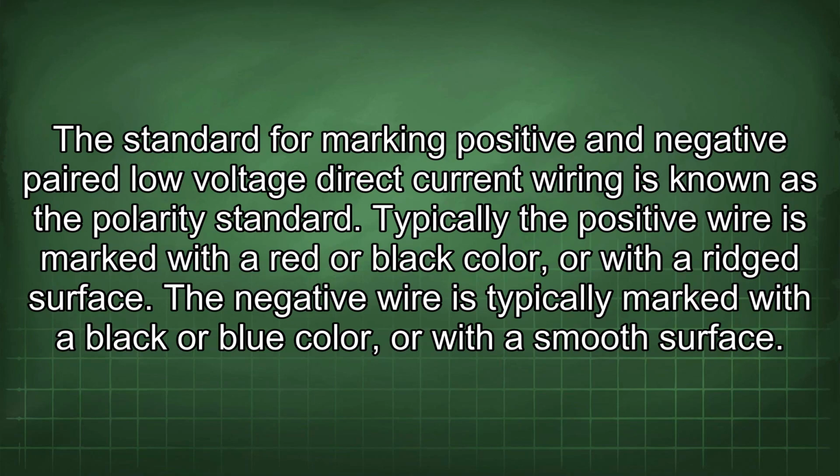The standard for marking positive and negative paired low-voltage direct current wiring is known as the polarity standard. Typically, the positive wire is marked with a red or black color, or with a ridged surface. The negative wire is typically marked with a black or blue color, or with a smooth surface.